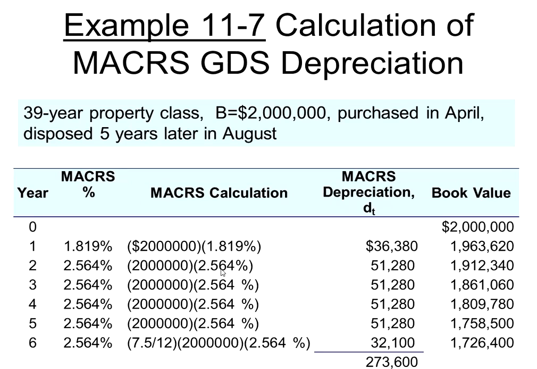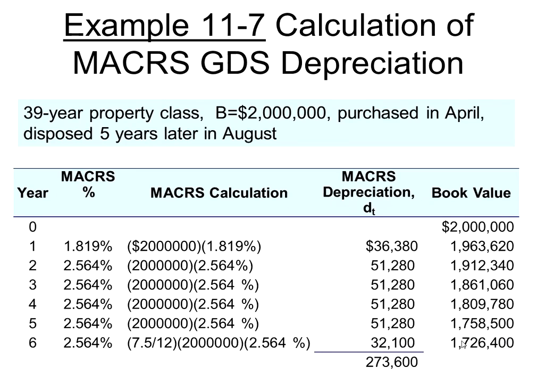Multiplying this by this, the basis by the rate, gives us the depreciation amount for the second year. This by this gives us the depreciation amount for the third year, and so on. And here in the last year, because we're only depreciating 7.5 out of 12 months, this is going to be the depreciation amount. Then if we add all of those up, this is the total depreciation.